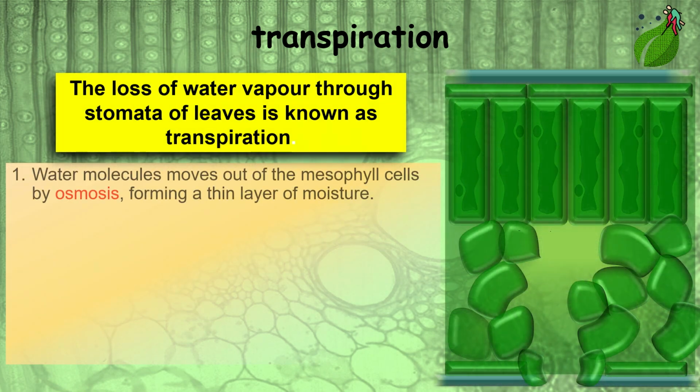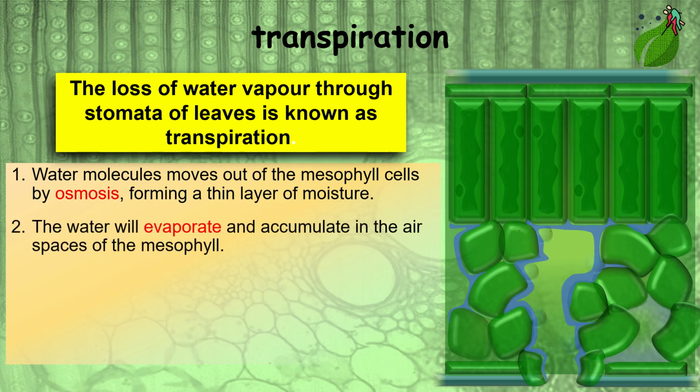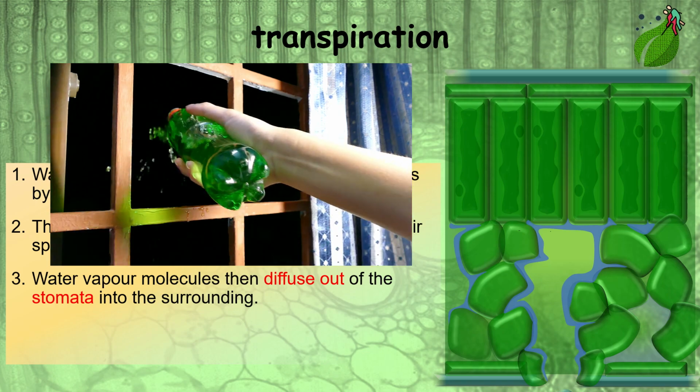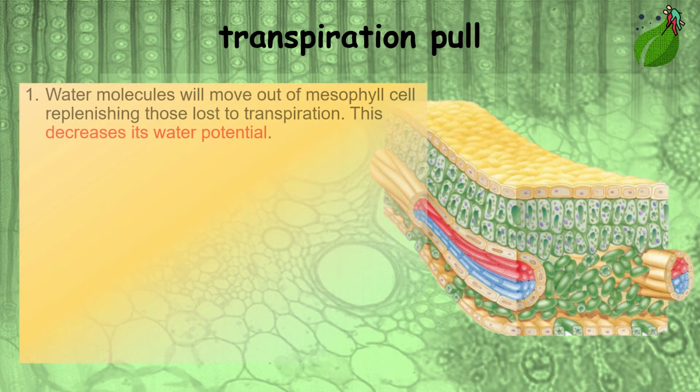First, water molecules move out of the mesophyll cells by osmosis, forming a thin layer of moisture. The water will evaporate and accumulate in the air spaces of the mesophyll. Water vapour molecules then diffuse out of the stomata into the surroundings. Due to transpiration, water has to move out of the mesophyll cells to replenish the thin film of moisture.